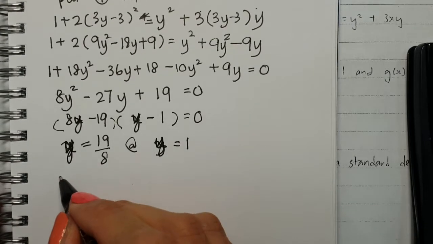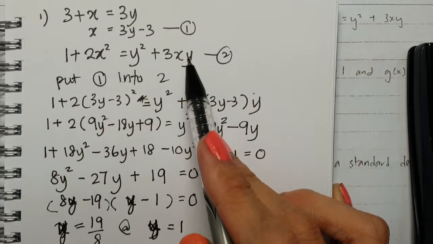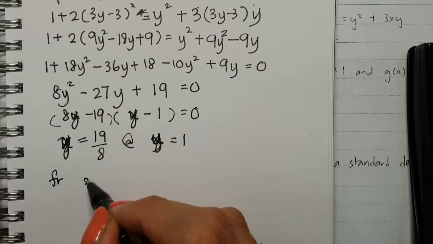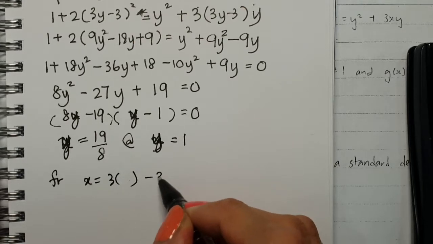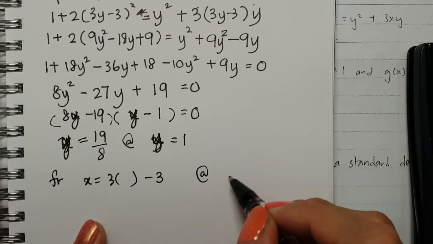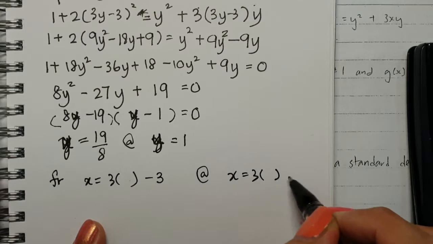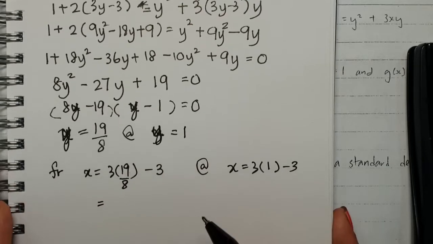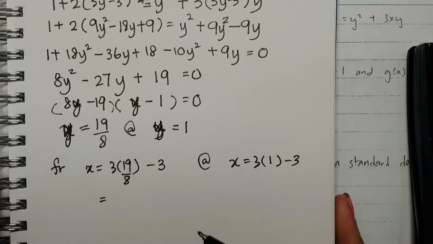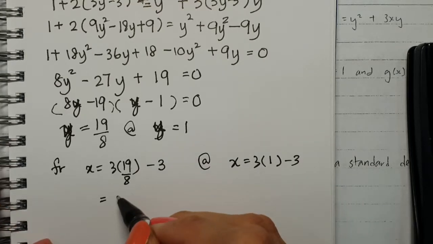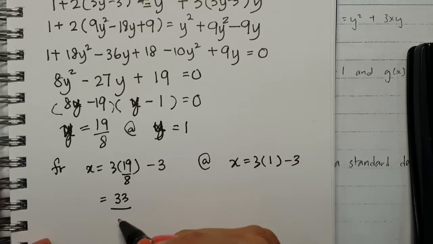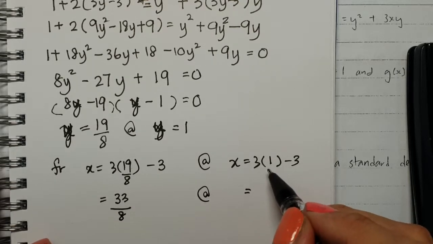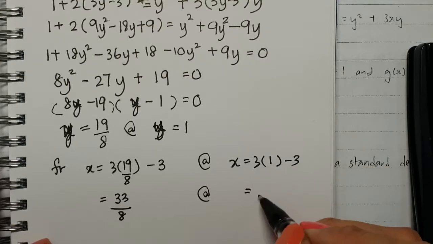Now over here, from which equation? From equation 1. X equals to 3y minus 3, right? We have two values of y, isn't it? So x equals to 3y minus 3. So let's put our figure in and use the calculator. We will get 33/8 over here, or x equals to 3 minus 3 is 0.